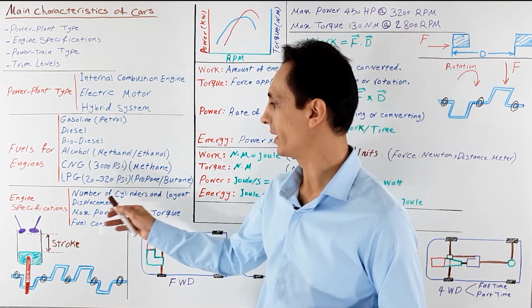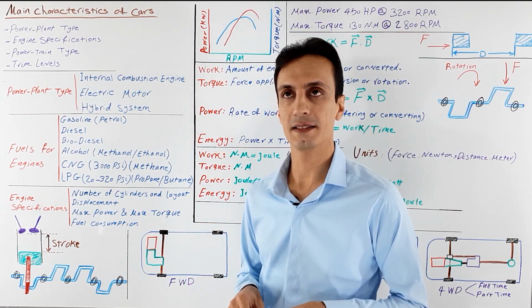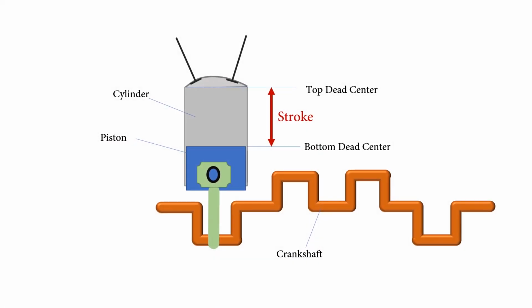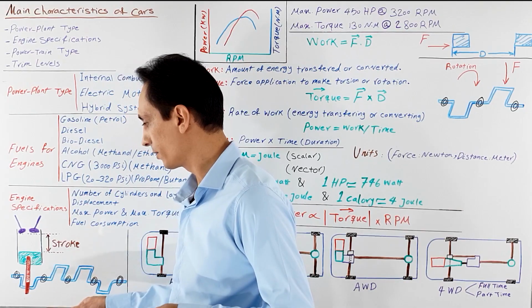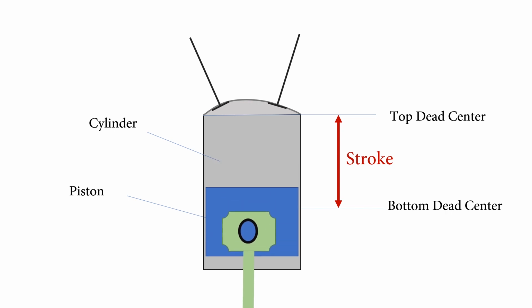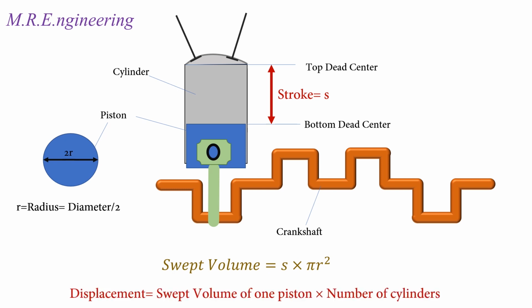The next feature is displacement. Displacement is expressed in liters and is defined as the aggregate volume that all pistons sweep in their cylinders during one revolution of the crankshaft for a 4-stroke engine. Imagine a piston at its bottom dead center, or the lowest point of its travel. Now the crankshaft starts to rotate and the piston moves up to the point where it starts to come down again.